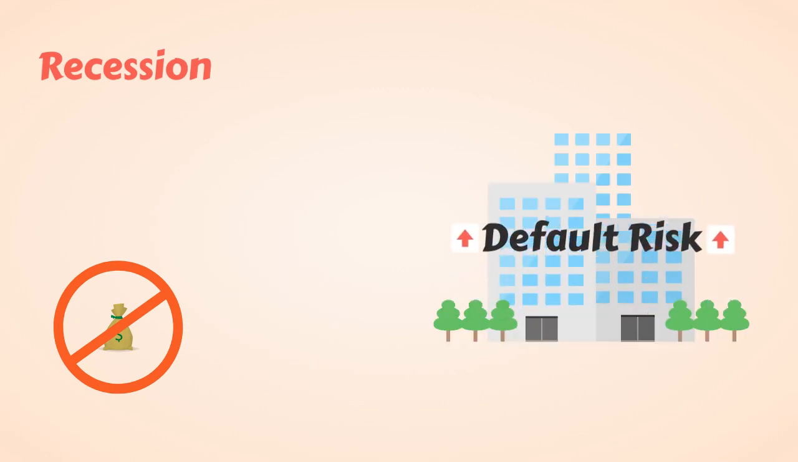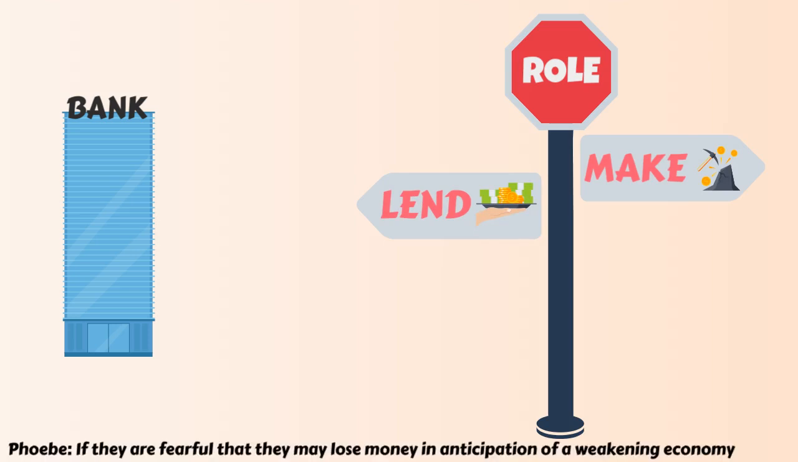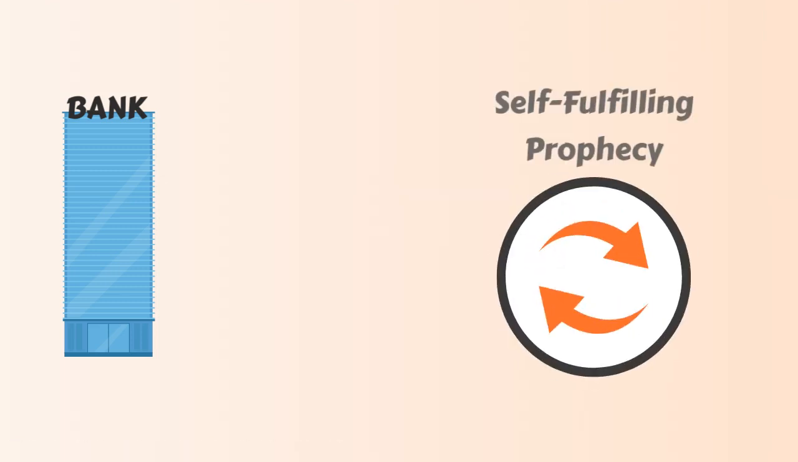This relationship is very interesting. When times are bad and banks are tightening their lending standards, their unwillingness to lend would directly result in higher default risk, as firms cannot roll over maturing loans. People think that the bank's business is to lend money. Actually, the bank's role is to make money. If they are fearful that they may lose money in anticipation of a weakening economy, they will cut down on loans. Like a self-fulfilling prophecy.